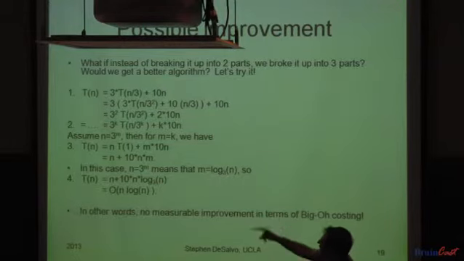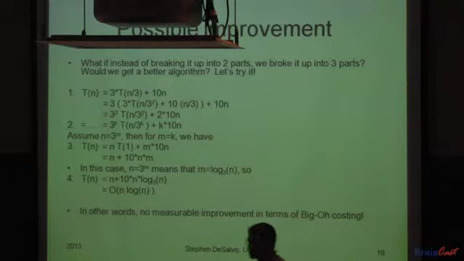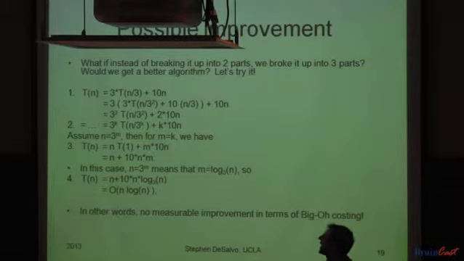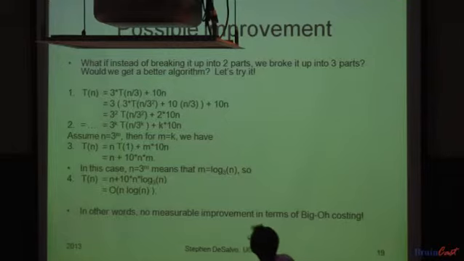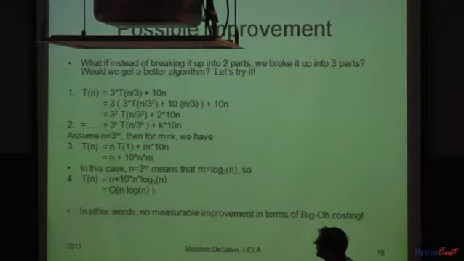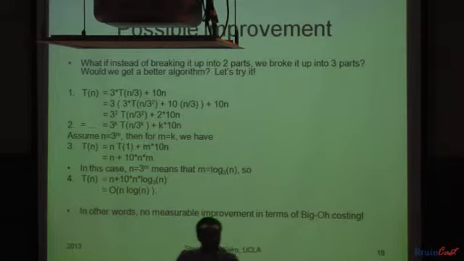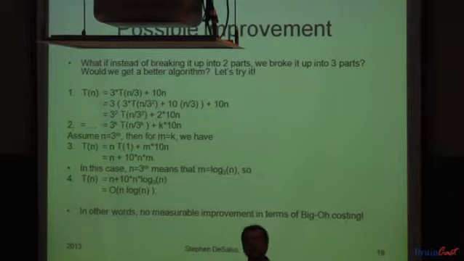We iterate again. So 3 squared t of n over 3 squared plus 2 times 10n. Okay, I'm not going to work out all the details, but the pattern is 3 to the k times t of n over 3 to the k plus k times 10n. Okay? Now we assume that n equals 3 to the m for m equals k. And okay, so here, again, if I divide the list into 3 halves, or 3 thirds, okay, let's just make the assumption that it's always a perfect power of 3. That's fine because it's not going to affect the overall analysis.